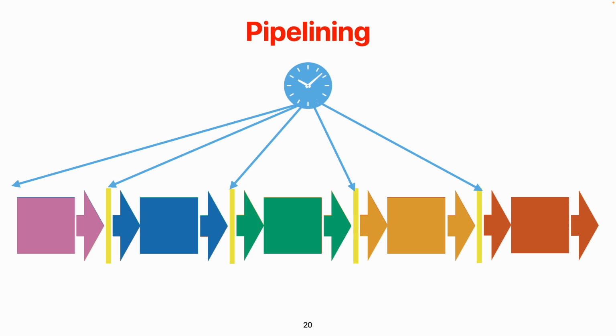And there are a few good things about this. First of all, now your cycle time only needs to be as long as the stage that takes the longest amount of time instead of the whole data path. So your cycle time could be a lot faster than it used to be. And the other thing is that your throughput will be a lot better.